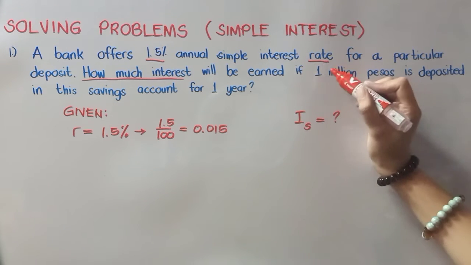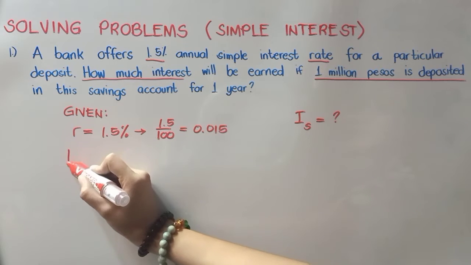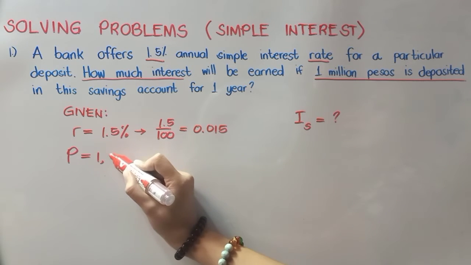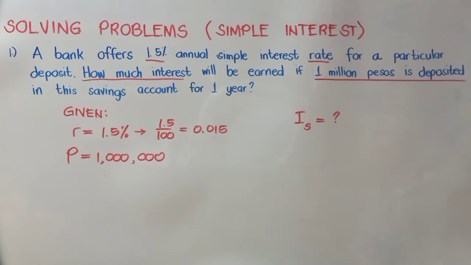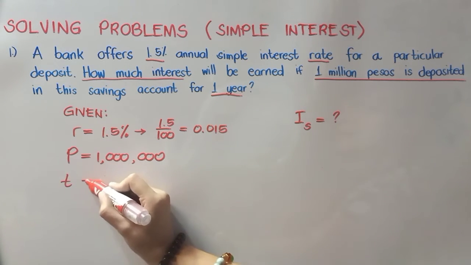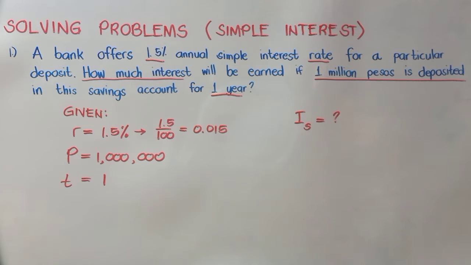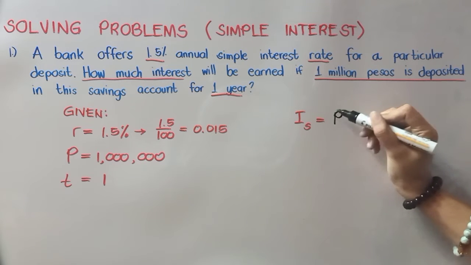Next is if 1 million pesos is deposited. Now this amount is our principal amount. Next is for 1 year. This will be the value of our time. No need to convert because it's already in years. Since we already have all of the given, we can now proceed on solving for our simple interest.